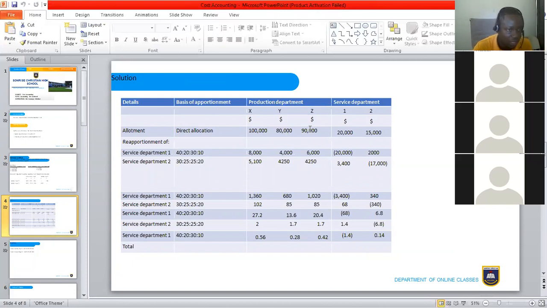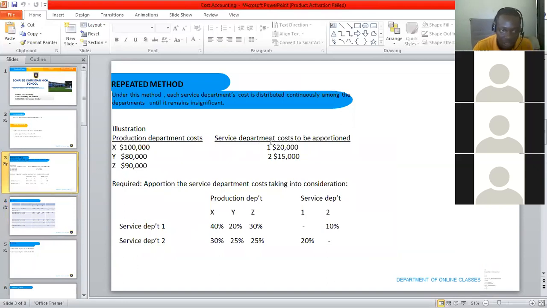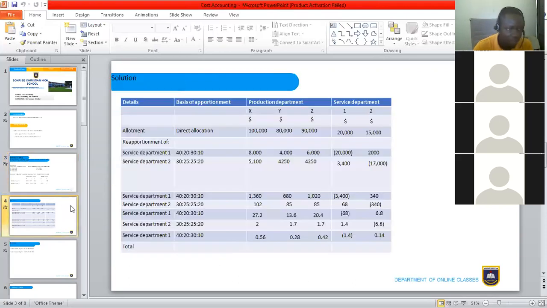Then let's go back again to the question. We've been given two service departments, 1 and 2, and they said service department 1 incurred $20,000 costs, and 2 incurred $15,000 costs. Everything has been given to you. So the same thing, when you get to the solution, you just record it there, 20,000 and 15,000. Okay, so that is that for the first one.